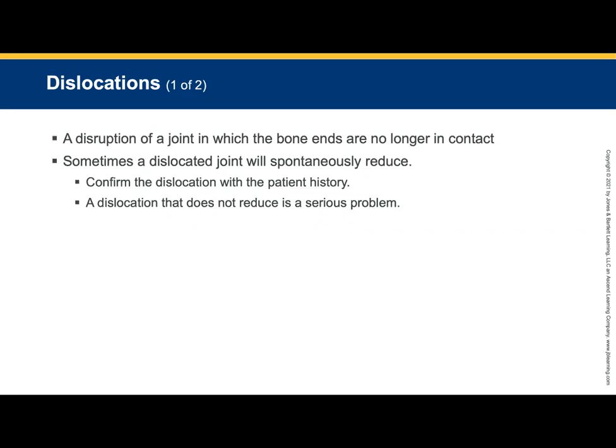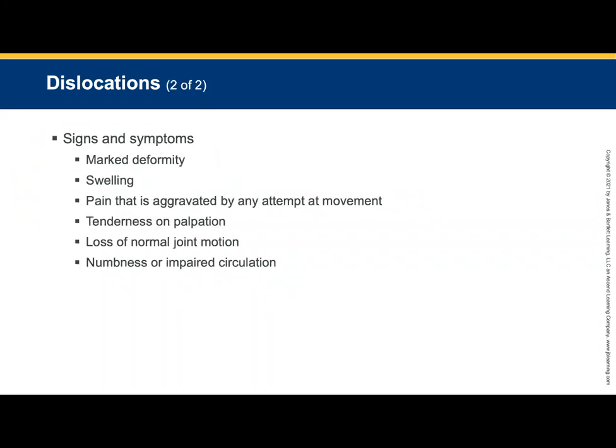All right. So you'll be able to confirm the dislocation only by taking a patient's history. A dislocation that does not spontaneously reduce is a serious problem. If it doesn't go back in the same way that it came out, it's going to have to be reduced at a facility. Commonly dislocated joints include fingers, shoulders, elbows, and the knee. Obviously, I see shoulders way more than the rest of them.